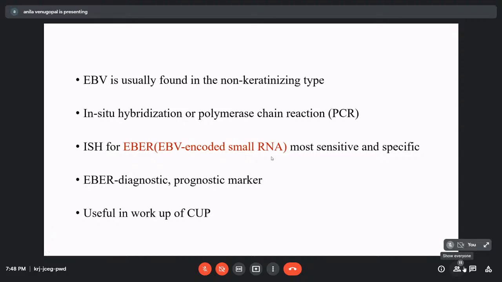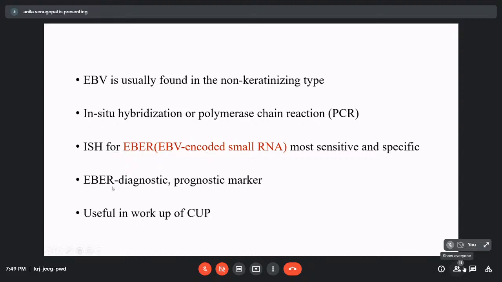So do you need to do this EBER for diagnosis? Actually, not in each and every case, because if it is a classical case, you've got your cytokeratin and squamous marker positive, then you don't have to actually do EBER for diagnosis. But it serves as a prognostic marker because EBV association carries a better prognosis. So if you want to prove the prognosis of a particular case, you can do that.